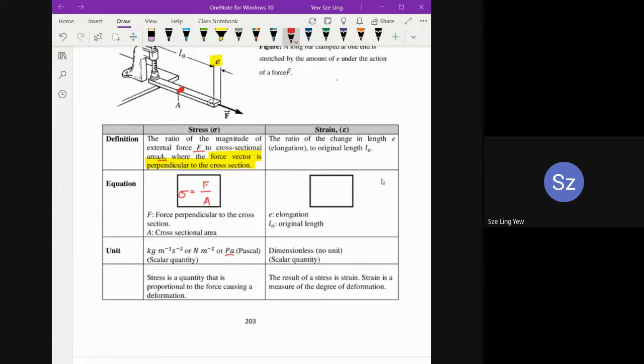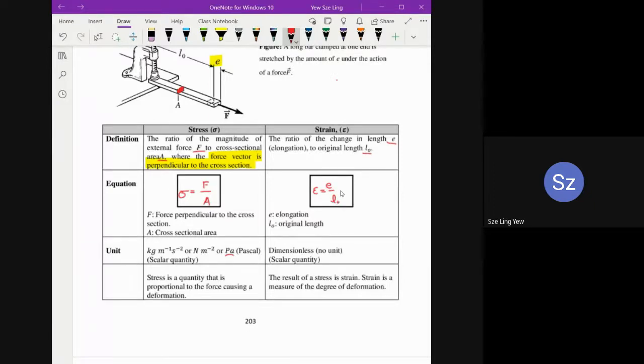And then strain. So for stress, we talk about force. Then what is strain? Strain is the ratio of the change in the length, which is what we call elongation, to the original length. So in this case, we can say epsilon equals the ratio of elongation to the original length, so E over L naught.